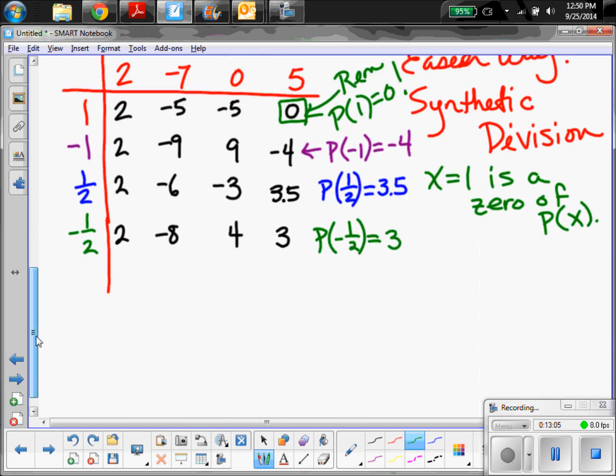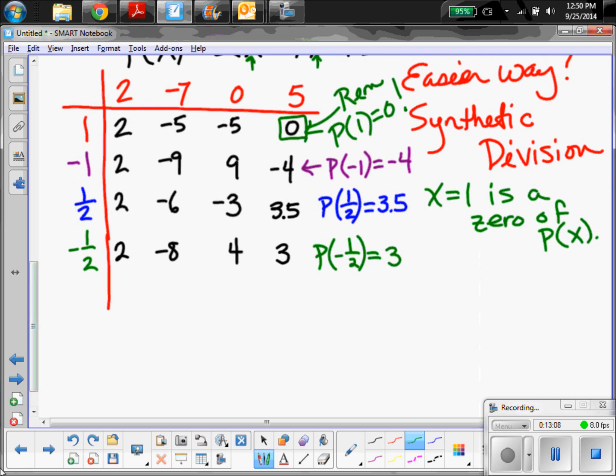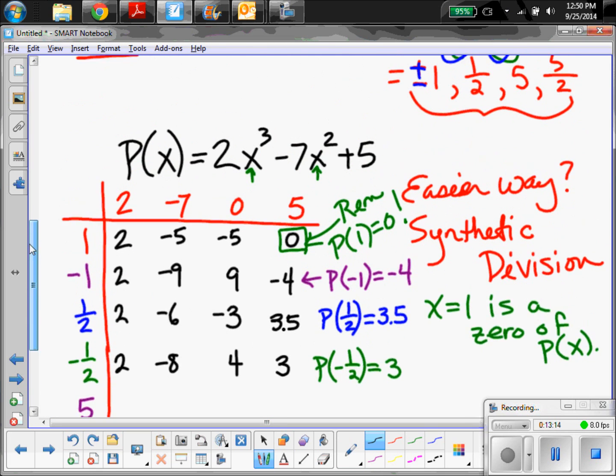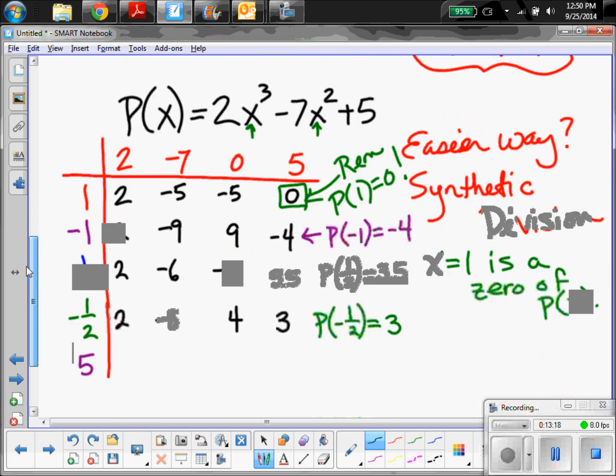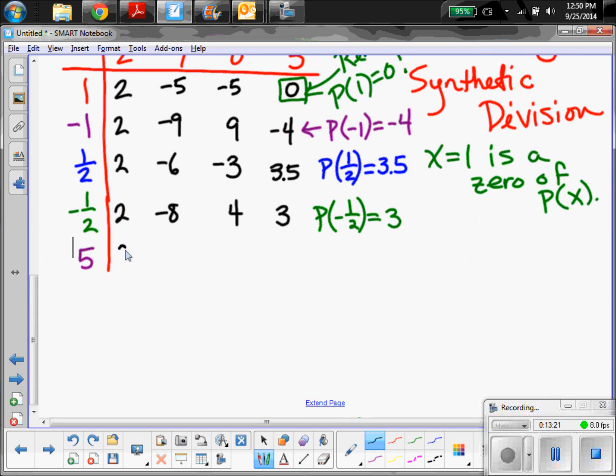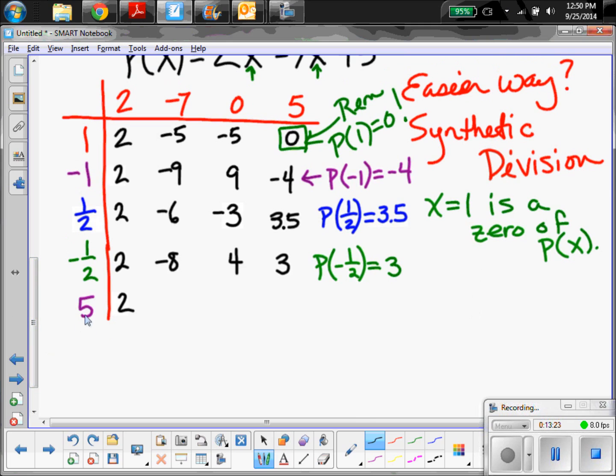But I'm going to try to see if I can find another 0 from this list. I've already found one. Let's try the 5. When x is 5. 5 is in my list, up there on top right. Let's try that. I'm bringing down the 2. 2 times 5 is 10. 10 plus negative 7 is 3. 3 times 5 is 15. 15 plus 0 is 15. 15 times 5 is 75. 75 plus 8 is 80. Okay, that's definitely not a 0. But I do know that P of 5 is 80.